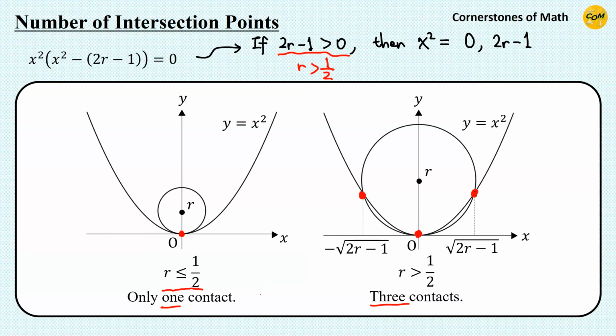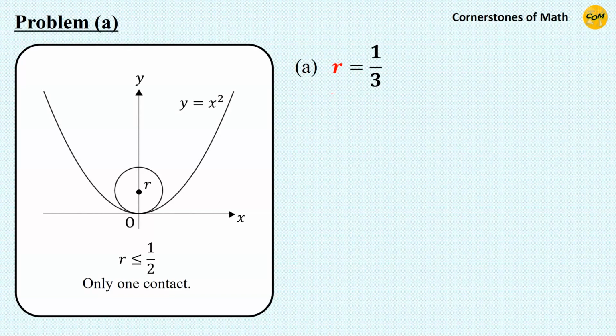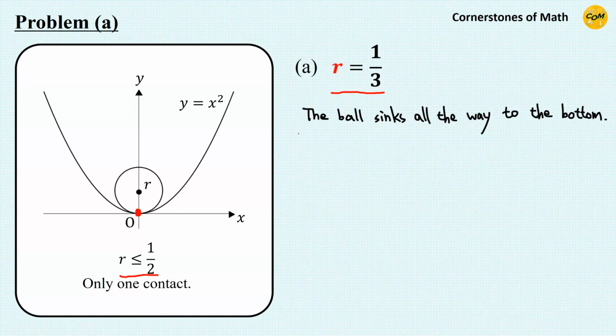Now that we have the exact picture of how the circle and the parabola meet, let us actually try to solve the problems. First, when r equals 1/3. In this case, the radius clearly satisfies the condition of being less than or equal to 1/2, so the circle and the parabola have only one contact. In other words, the ball can sink all the way down to the very bottom of the bowl.